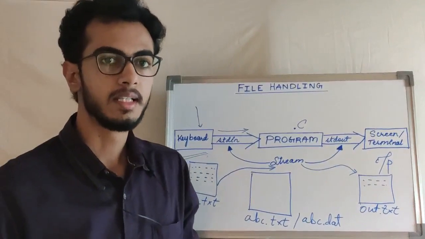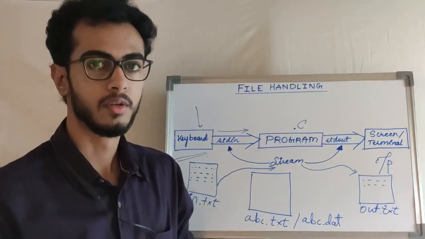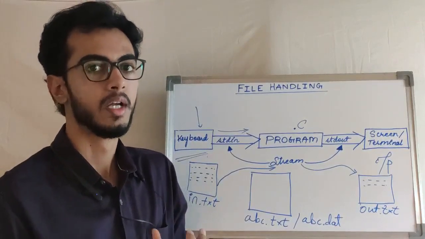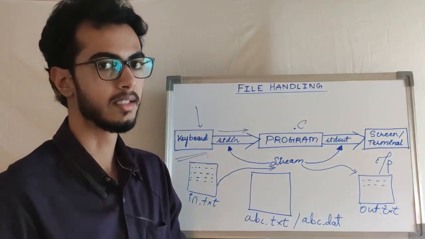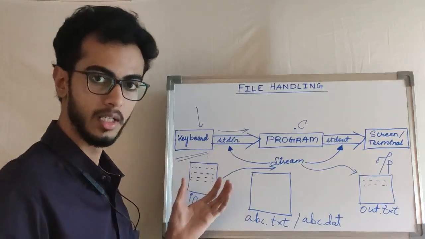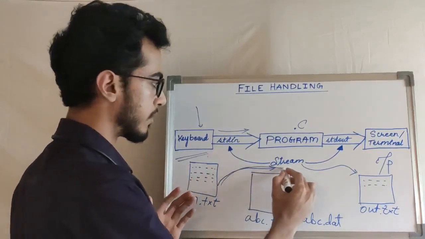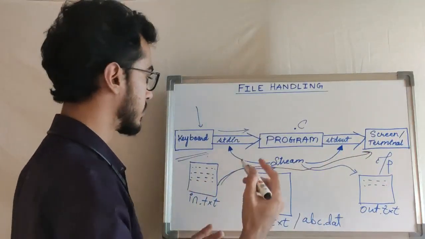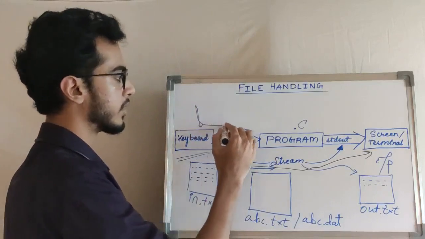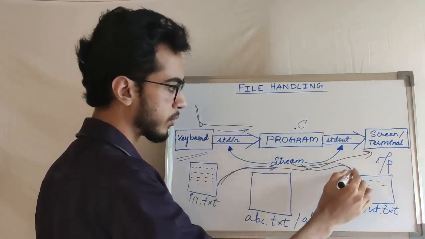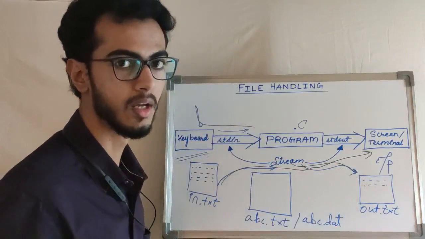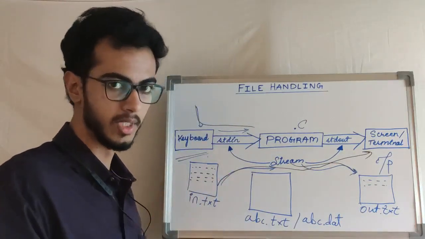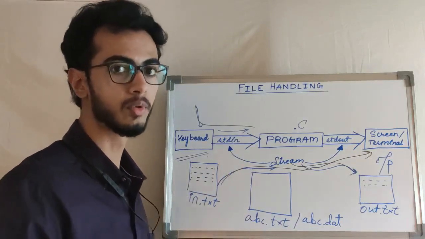Now, it's not necessary that in every program you use files for both inputting and outputting your data. It may happen that in some cases you are using a file just for the input, but showing some output on your screen. Or sometimes you take your input from the keyboard but show your output on the screen. Or in some cases you just take an input from your input file and provide the output to your output file as well.